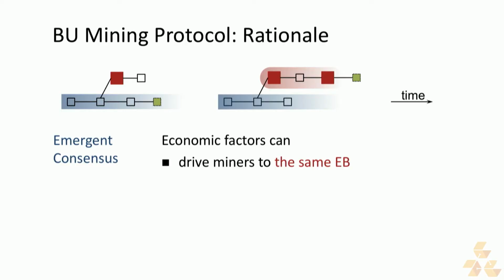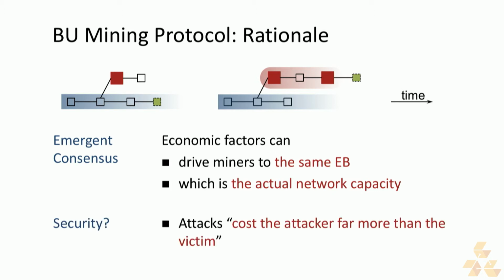So why do they think this will work? The rationale of BU is called emergent consensus. They believe economic factors can drive miners to the same EB, which is the actual network capacity. So is this scheme vulnerable to attacks? They believe attacks will cost the attacker far more than the victim. We'll see about that.